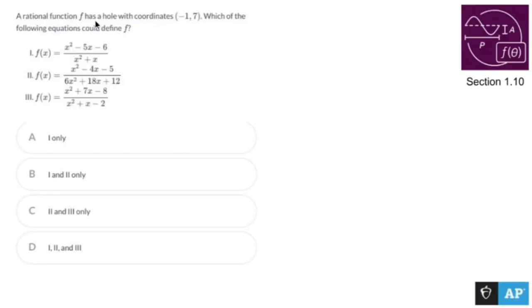A rational function f has a hole with coordinates (-1, 7). Which of the following equations could define f? Now, when it comes to holes, I only care about the x value. A hole exists when, in this case, we factor stuff out, and if we were to get something like x plus 1 on the bottom and x plus 1 on top, that's going to be a hole.